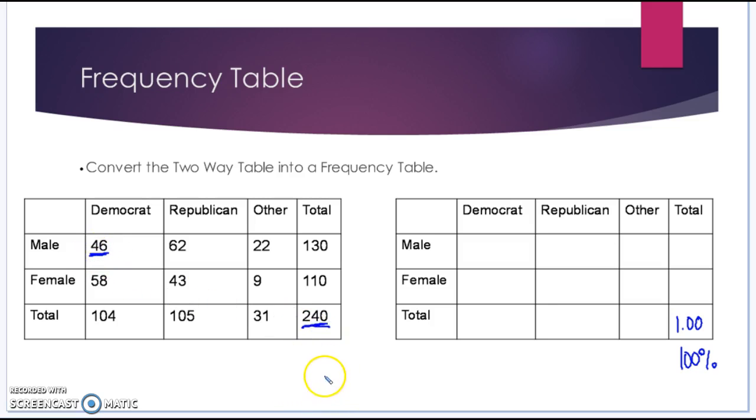To find the rest, all we're going to do is divide the number that we're working with by the total. So for the first block of male Democrats, we've got 46 divided by 240, which gives us 0.19. Then we do the females. 58 divided by 240 gives us 0.24.